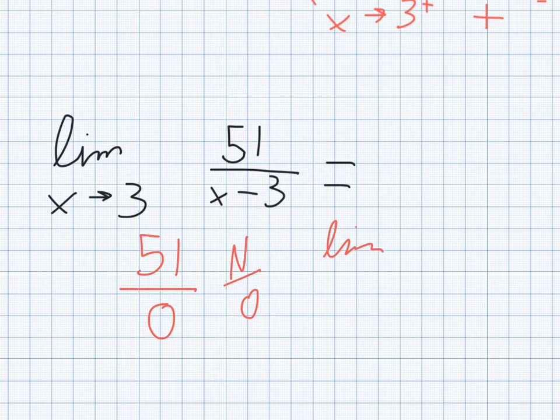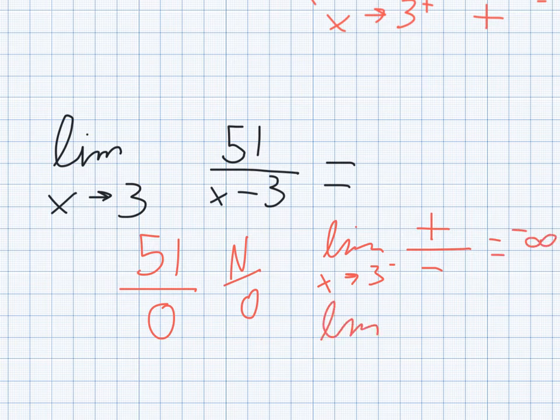Let's find out. The limit as x approaches 3, let's go from the left first. All right, the numerator here is 51. That's a positive number. No matter what x is, 51 is positive. Over the denominator is going to be, well, 3 from the left is about 2.9, and 2.9 minus 3 is some negative number. So we're going to negative infinity.